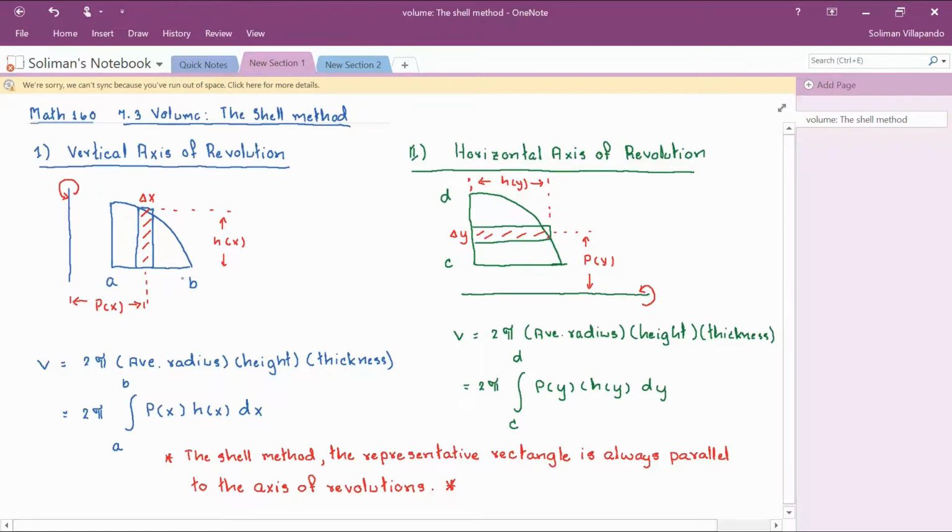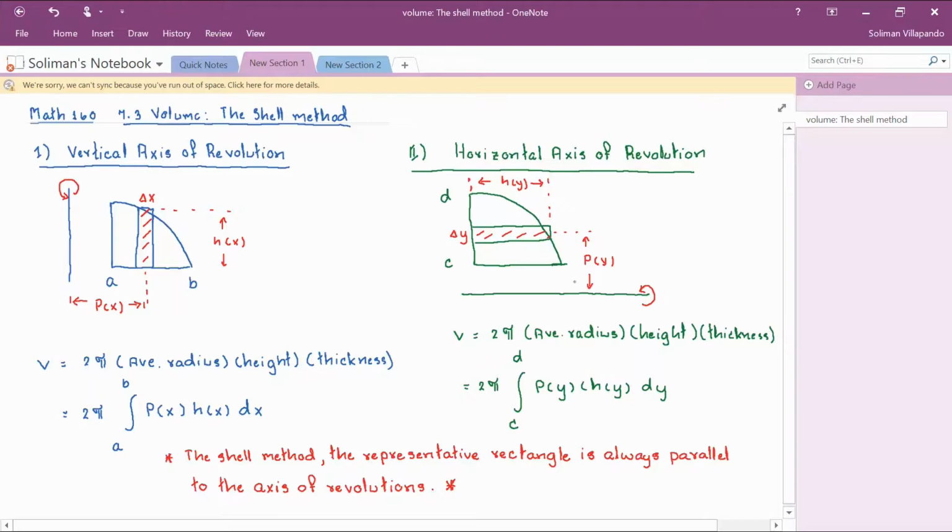The average radius is the distance from the strip to the y-axis, which we call P of x. And the height is the height of the strip or the rectangle. It will be different at different points. For example, here is a little bit shorter, longer, and the longest will be over here. The thickness is the thickness of the rectangle, which remains the same, delta x. So the formula is 2 pi, integral from A to B, P of x, H of x, dx.